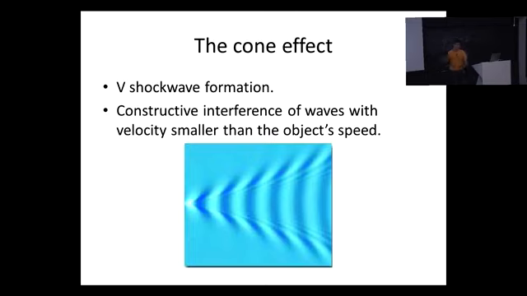Now to this cone effect. At first, I thought that it would be because the duck was just going faster than the waves on the water, but it's not like that, because it doesn't matter what the velocity of the duck is. It will always have this V-like formation. And also, the angle doesn't depend on the velocity, so it's a different physics.